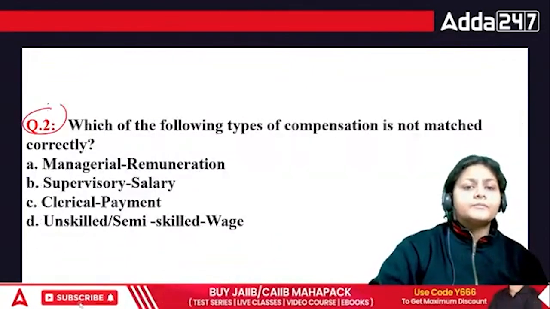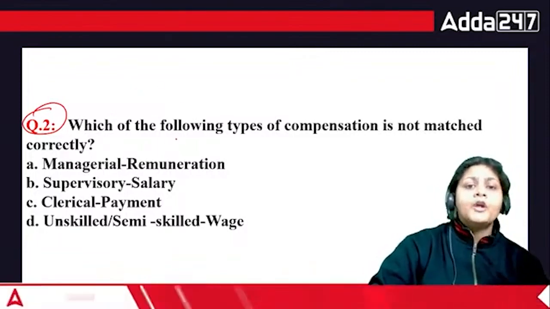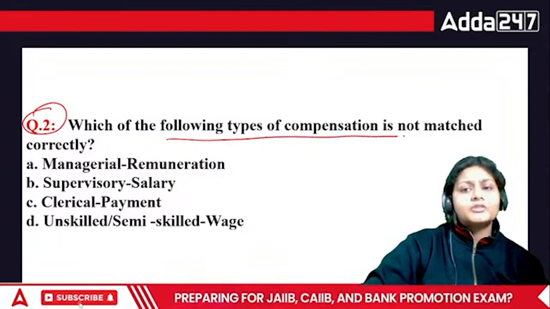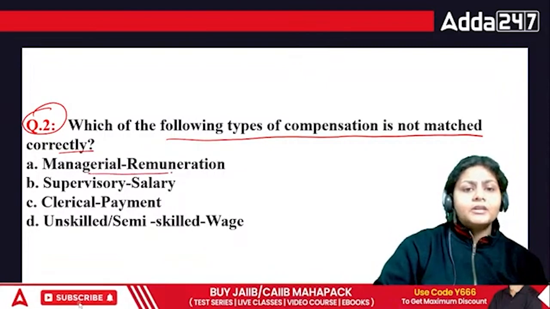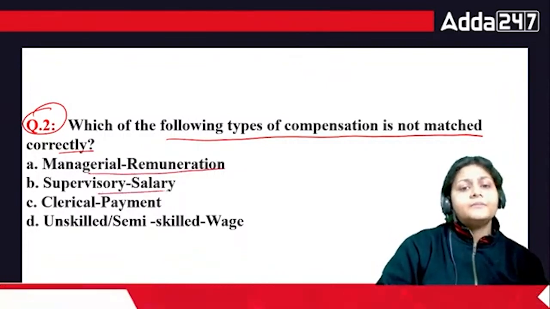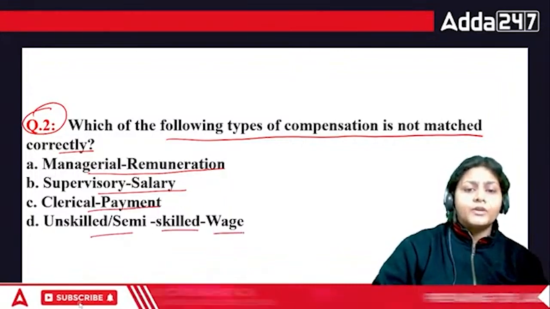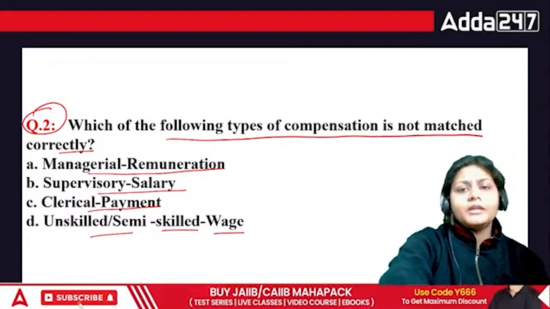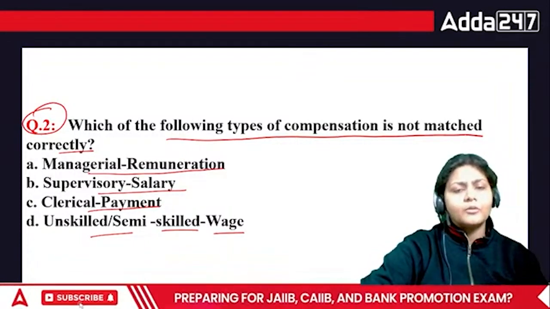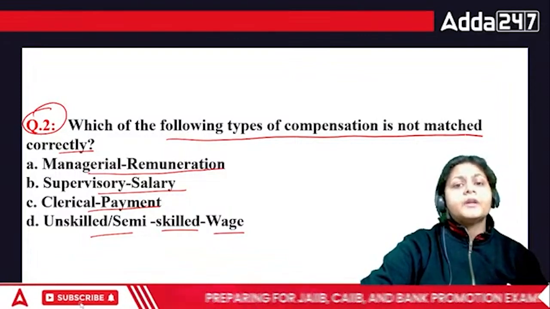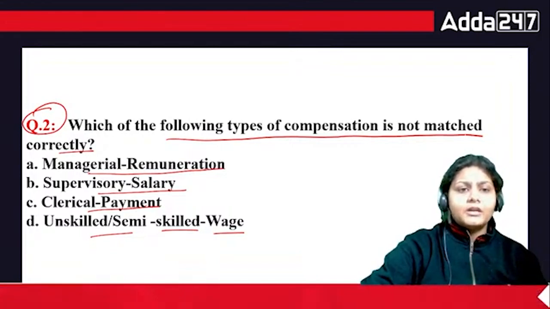Question number 2 is a very important question, and normally every year IIBF will ask: which of the following type of compensation is not matched correctly? Option A is managerial remuneration, supervisory salary, clerical payment, unskilled semi-skilled wage. This is a very common question, and normally IIBF will ask this type of question every year. So what is that type of compensation which is not matched correctly?